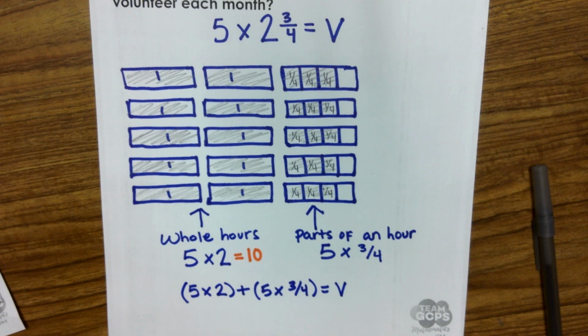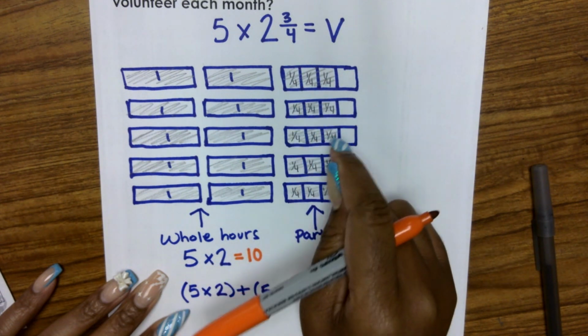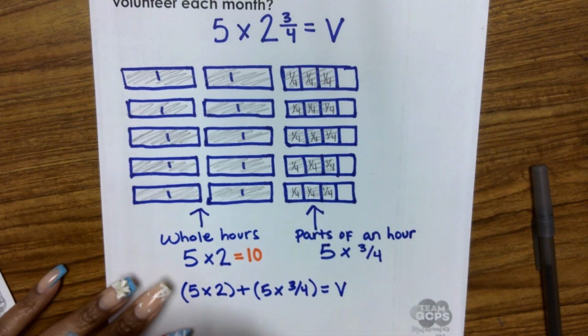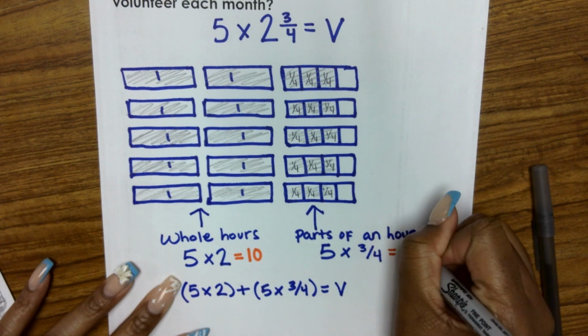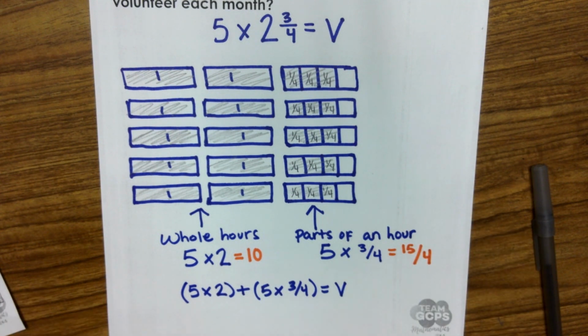Now I want to determine the total number of fractional parts, or fourths, of an hour. I'm going to count my fourths: 1, 2, 3, 4, 5, 6, 7, 8, 9, 10, 11, 12, 13, 14, 15. I see that there are 15 fourths of an hour. 5 groups of 3/4 is the same thing as 15 groups of 1/4, or 15 fourths.